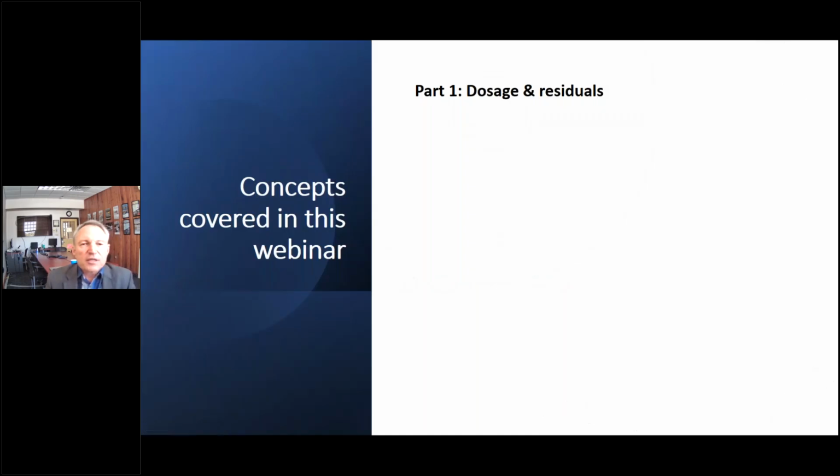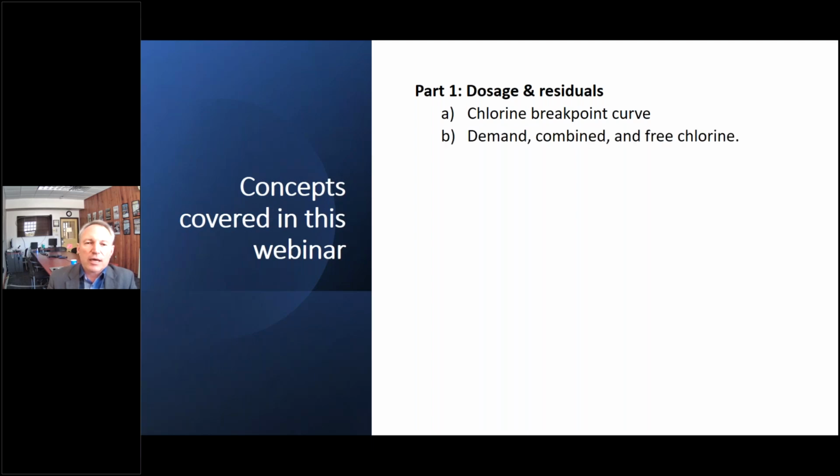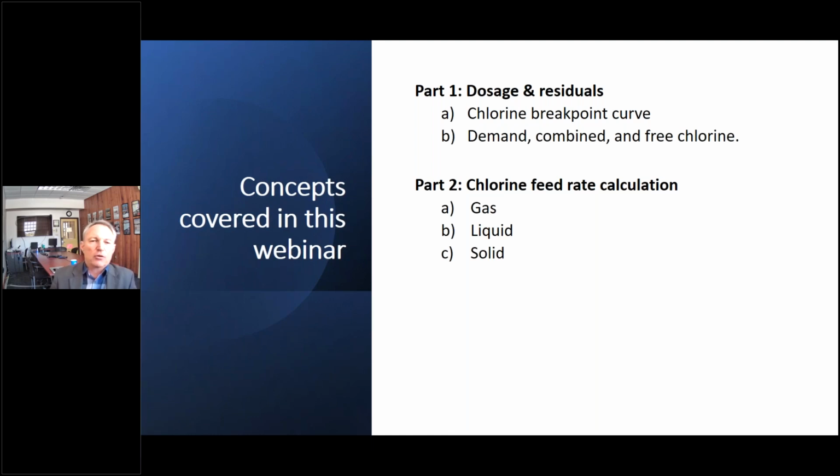The basic layout of this training, we have three parts to the training. The first part is more theoretical. We're going to be looking at dosage and residuals from the perspective of the chlorine breakpoint curve, looking at concepts like demand, combined chlorine, and free chlorine. In the second part of the training, we're going to actually calculate feed rates for gas chlorine, liquid sodium hypochlorite, and the solid form of chlorine, which is calcium hypochlorite.